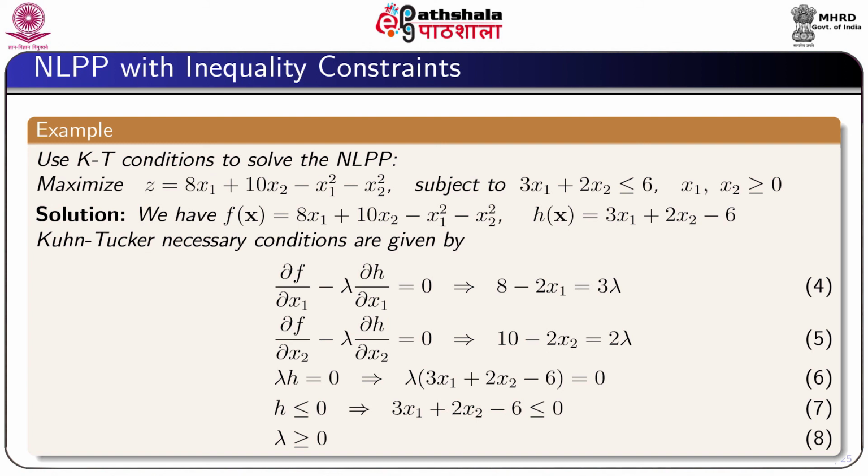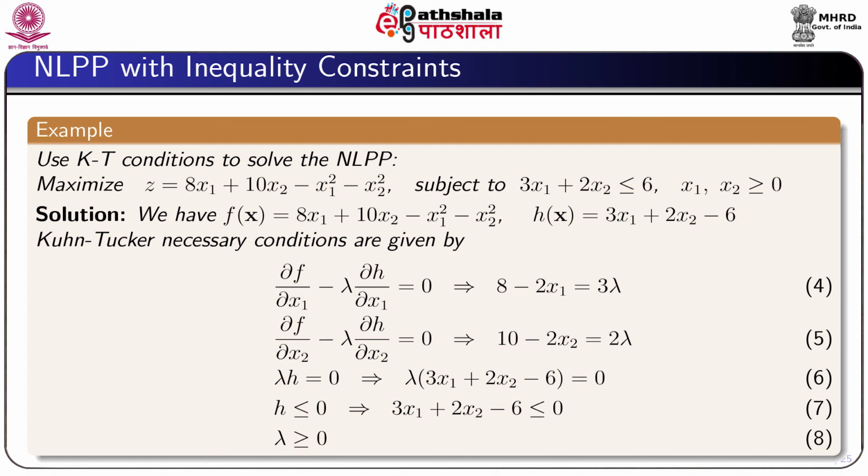Now, we proceed to take an example. Suppose that we have to maximize z equal to 8x1 plus 10x2 minus x1 square minus x2 square, subject to 3x1 plus 2x2 is less than equal to 6 and x1, x2 are greater than equal to 0. Here we have fx equal to 8x1 plus 10x2 minus x1 square minus x2 square and hx is equal to 3x1 plus 2x2 minus 6.